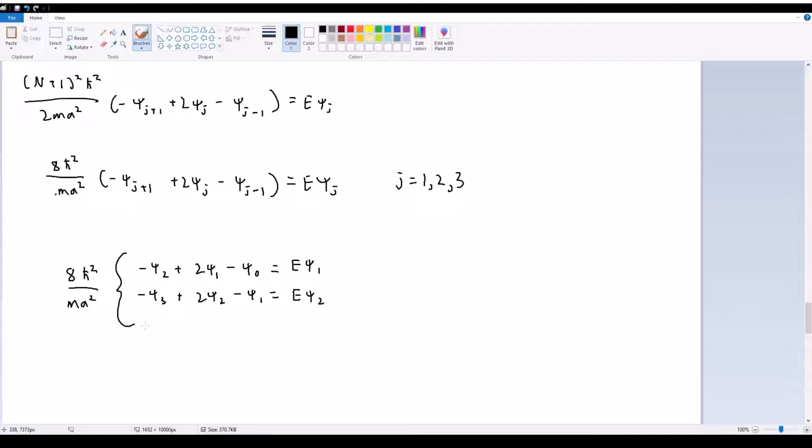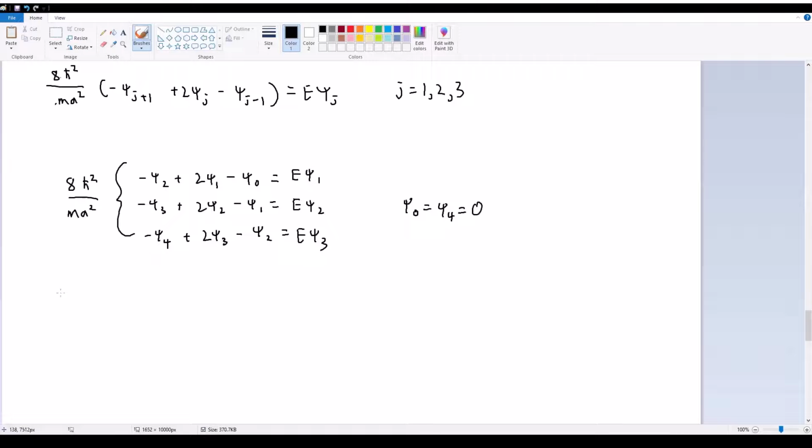And then for j is equal to 3, we have negative psi 4 plus 2 psi 3 minus psi 2. And this is equal to E times psi 3. Once again, from the same logic as before, psi 1, 2, and 3 are the only ones that appear, but we also have psi 0 and psi 4. From the boundary conditions, psi 0 has to equal psi 4, and they both have to equal 0, because the wave function has to go to 0 at the ends of the well.